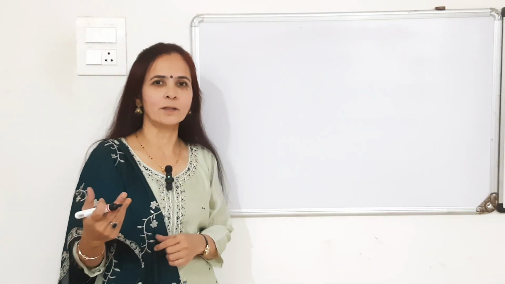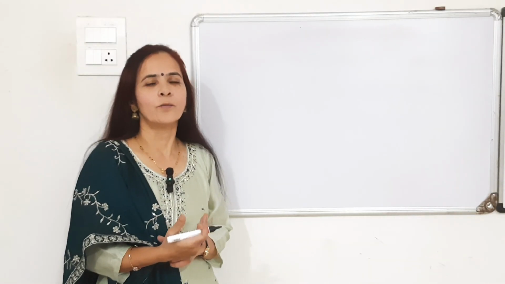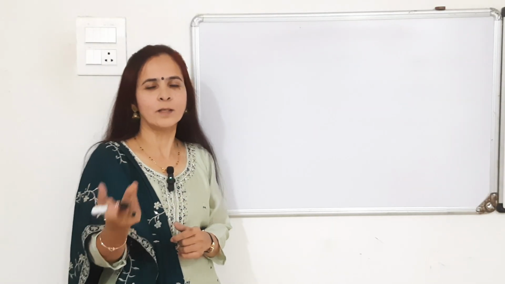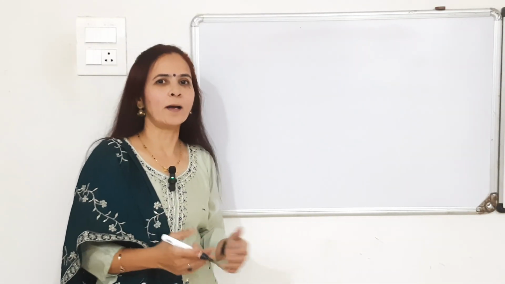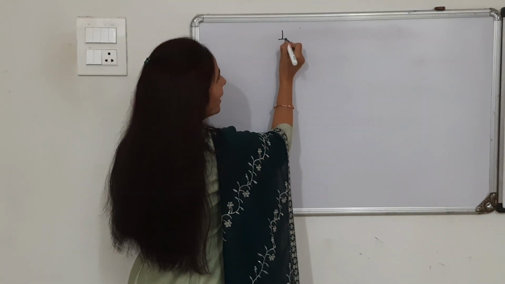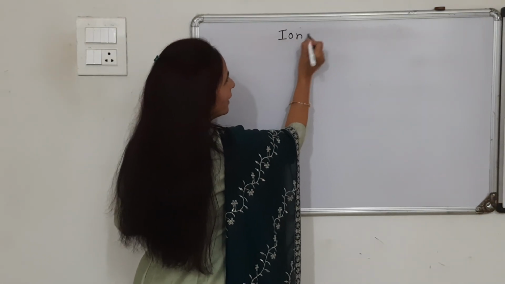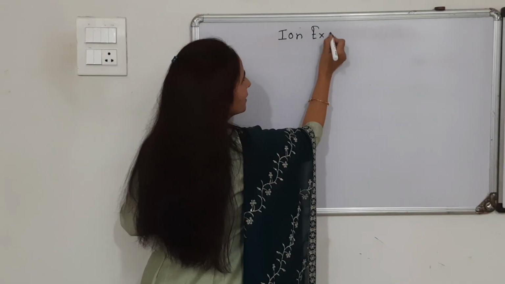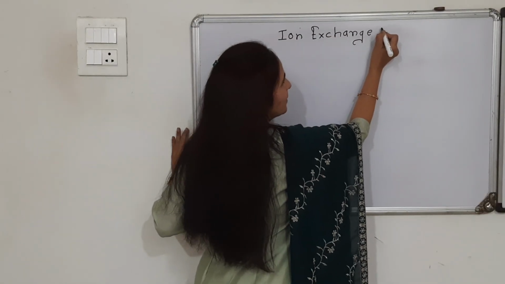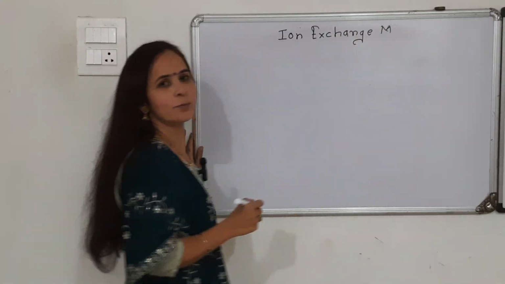There are three methods for softening hard water. First, the ion exchange method, second, the soda lime process, and third, the zeolite process. In today's part, we are going to see the ion exchange method or ion exchange process.